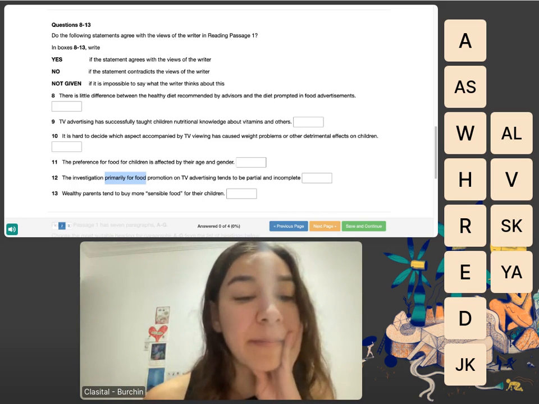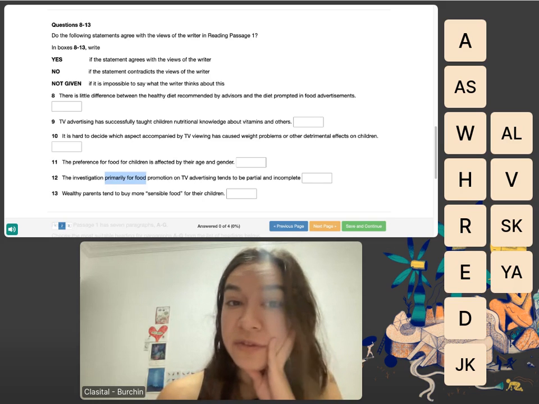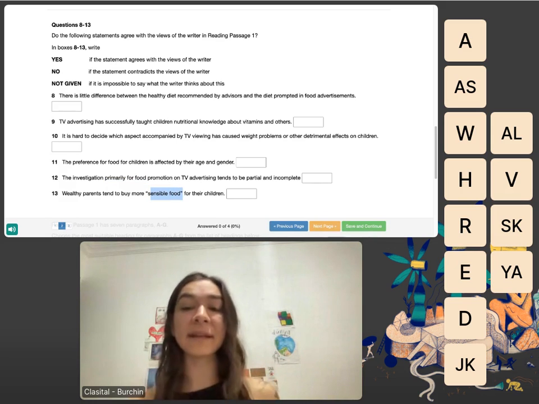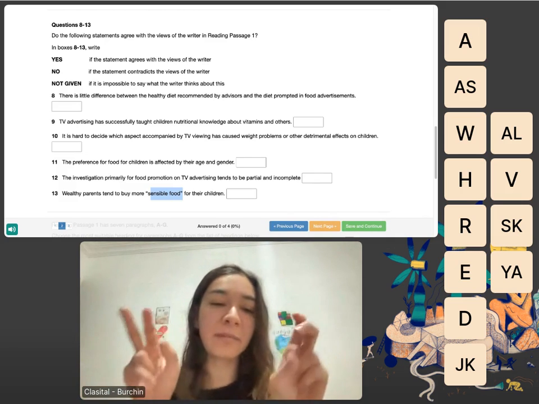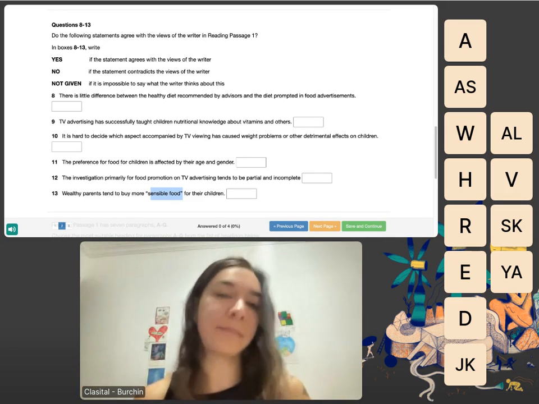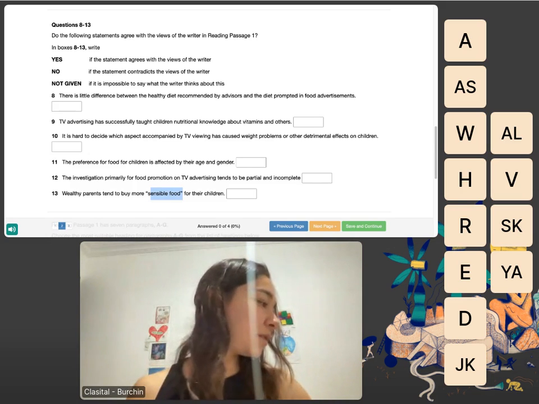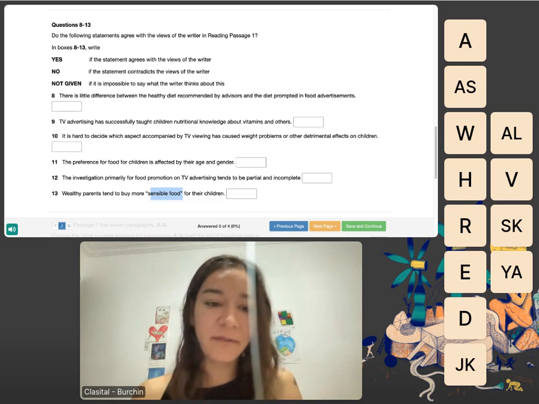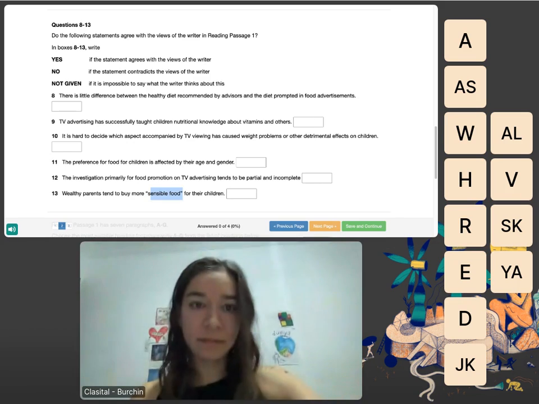Let's see. Wealthy parents tend to buy more sensible food for their children. I have here sensible food, so it can be a little bit easier to locate that in the passage, because I have a term like sensible food. As I said, questions come in order, so let's start with paragraph 1. Let me see. Let me clean this one. Okay.